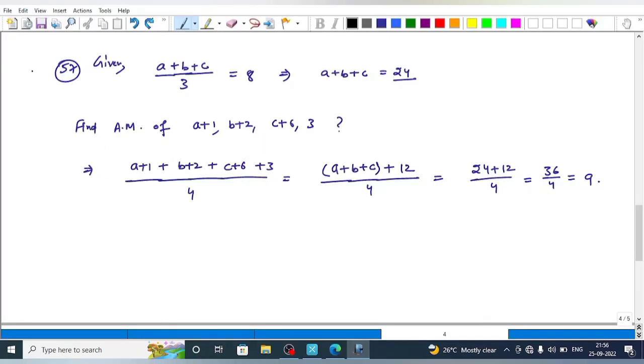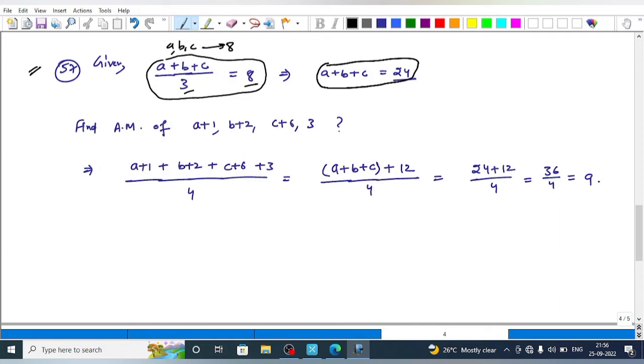Now come to the explanation of this question. In the question we are given that the arithmetic mean of three numbers a, b, c is 8. This implies that a plus b plus c upon 3 is equal to 8, because we have three numbers, so divide by 3 and the arithmetic mean is 8. This implies that a plus b plus c is equal to 24.